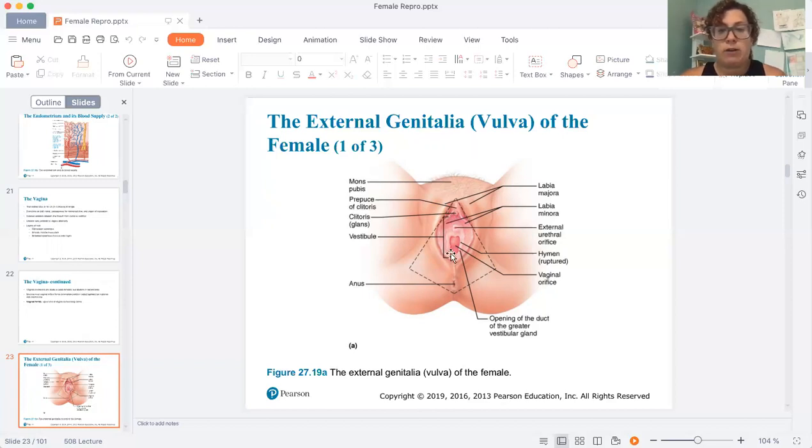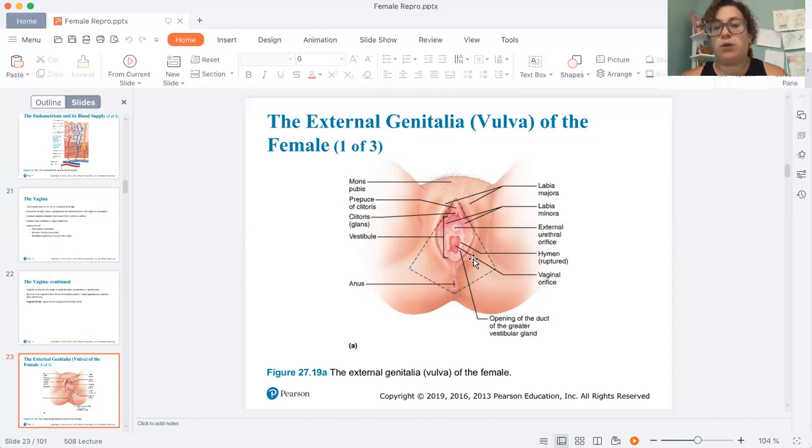We then have an area called the vestibule, which basically houses the urethra and the vagina. We have the labia majora, which is the outer part of the vulva that we see. This is the skin that you see if a biological female or transition female is laying in the anatomical position.